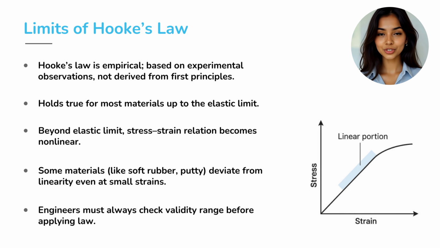Up to this limit, stress and strain share a neat linear relationship. But once you cross that line, the material says, enough. I'm done obeying your math. Beyond that, the stress-strain graph bends away from linearity. Think of stretching a rubber band. At first, it stretches proportionally. Pull harder and it suddenly gets easier, or sometimes even deforms permanently. That's where Hooke's law fails. So while Hooke's law is valid for most materials under small strains, soft stuff like putty, clay, or even bubblegum never quite follow this neat rule.